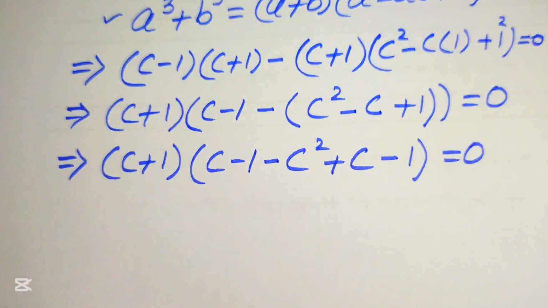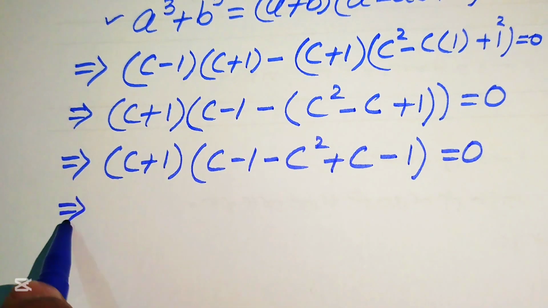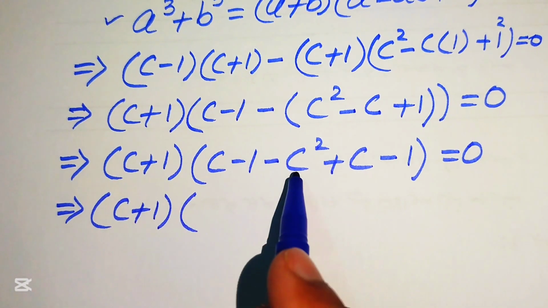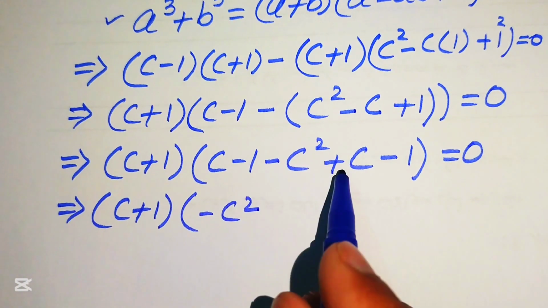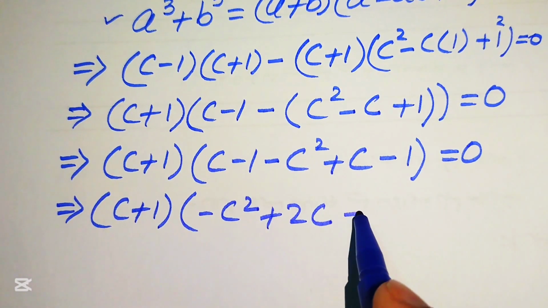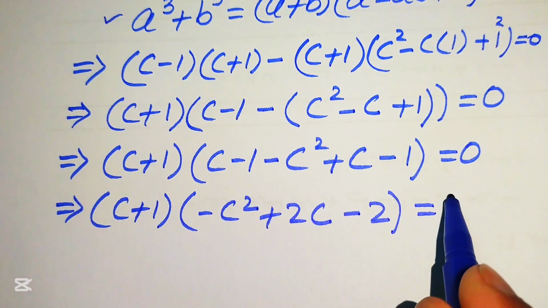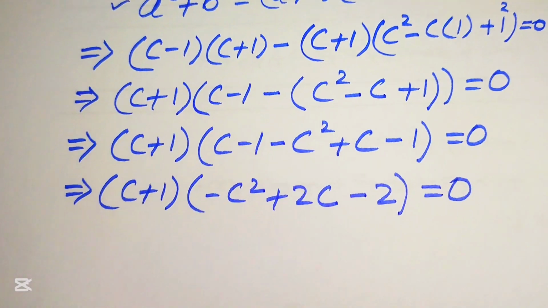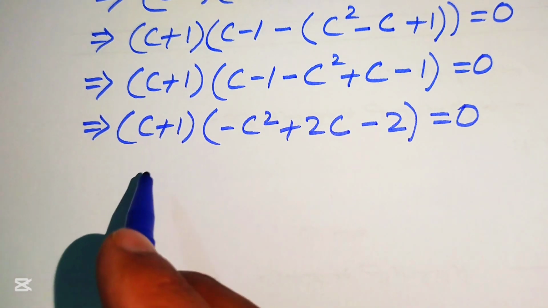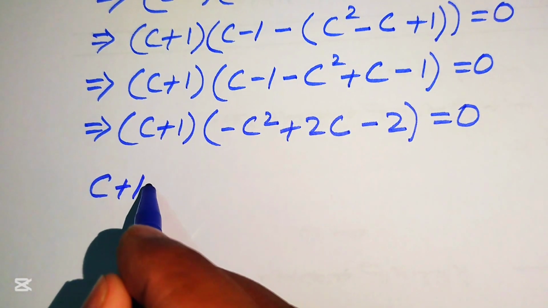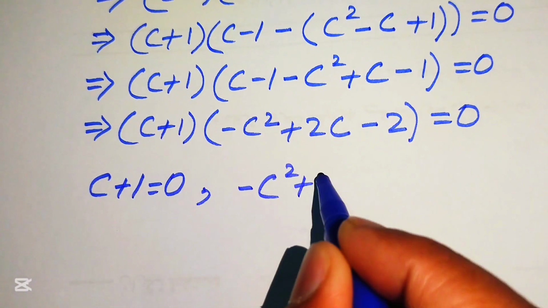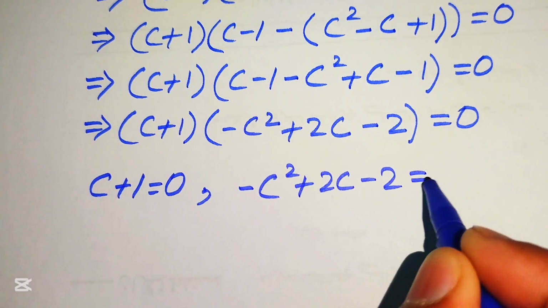So here we will add or subtract the like terms, and it will be written as (c + 1) times (-c² + 2c - 2) equals 0. This is -c², and c and c equals +2c, this is -1 and -1 equals -2, and this whole equals 0. Now we need to convert this equation into two cases. The first case is to write c + 1 = 0, and the second case is -c² + 2c - 2 = 0.